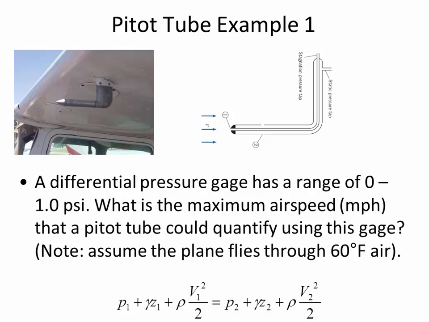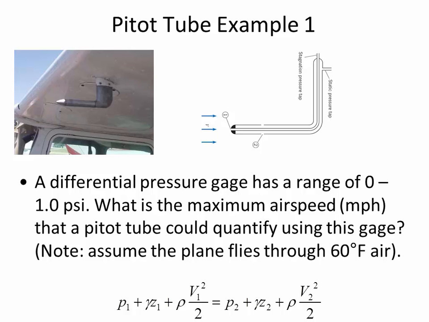So what we learned from this example is that you actually need a pretty sensitive pressure gauge to measure wind speed in an airplane, because even just this small 1 psi increase is turning out to represent 238 miles per hour.